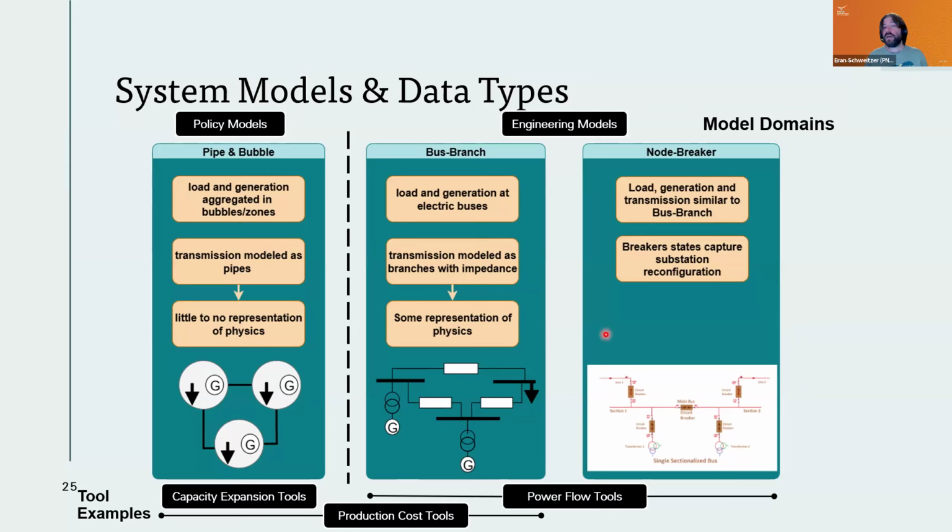Now, finally, we have what are also known as node breaker models, and they're very similar, except that they're actually representing the placement of individual switches in the system. This allows you to actually model reconfiguration, and it does become important for some contingency analysis. For example, there are some models of how switches malfunction or how you can separate the system in different sort of situations.